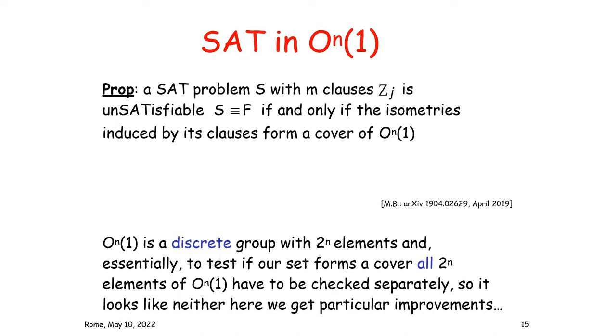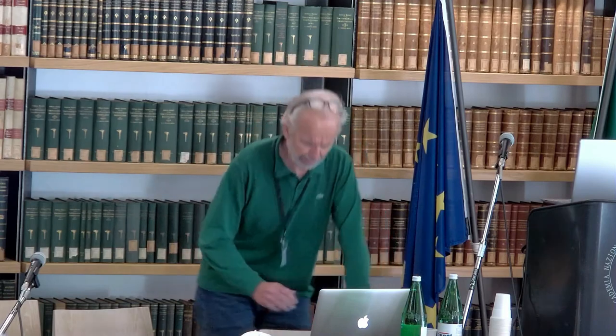Okay, but we spent all this time to arrive here, and still ON1 is a discrete group, it has 2 to the n elements. And so, how can I manage to see if my expression is a cover? I have to check one by one. And still, I have to check 2 to the n expressions. So, still, this problem is untreatable as n goes to infinity.